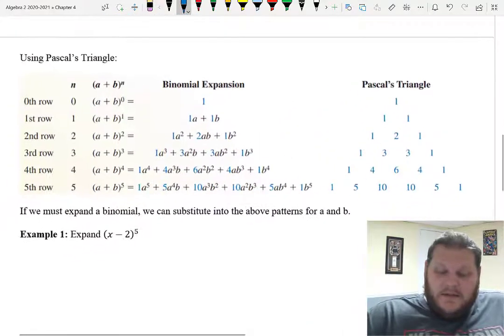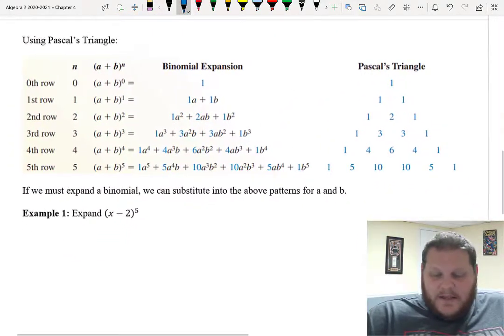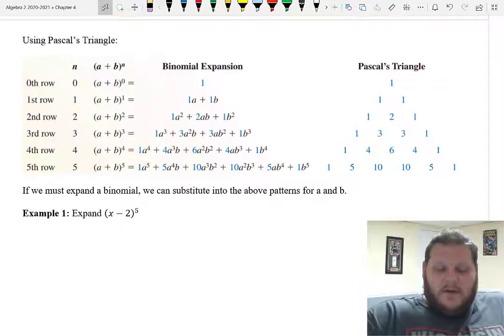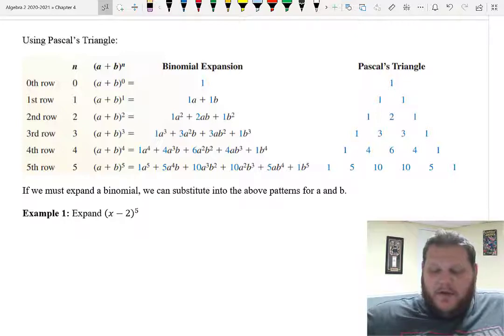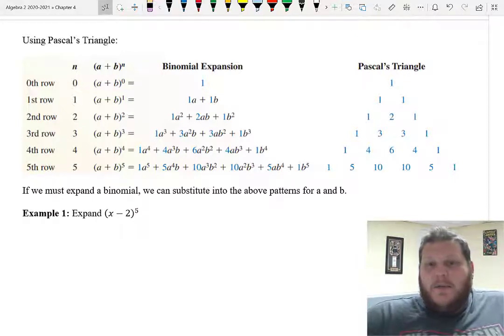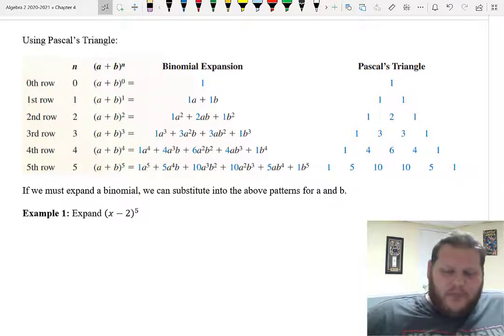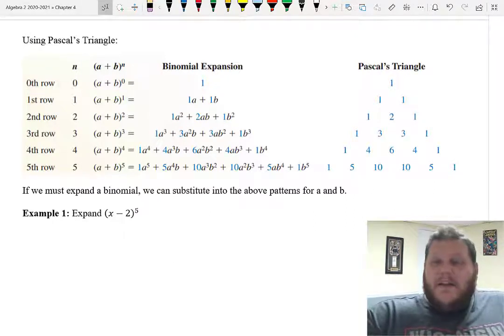So this top side of the page, the back side of your notes, this strip here above where it says if we must expand a binomial, we can substitute into the above patterns for A and B. Everything above that on the back side here is going to be provided to you on your cheat sheet or your formula sheet on the quiz that you guys will take next Friday, the Friday after Thanksgiving.